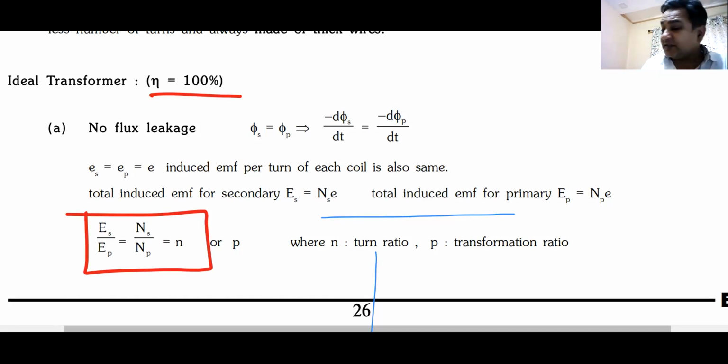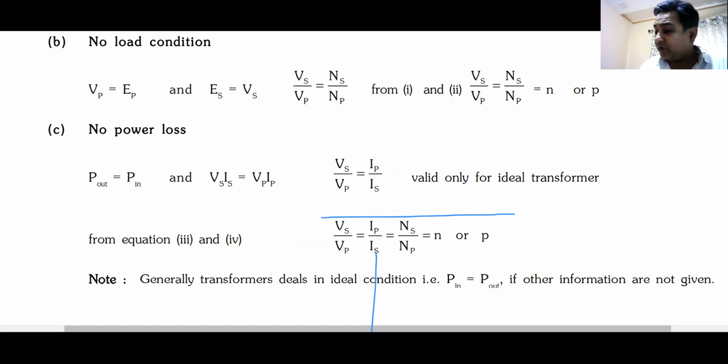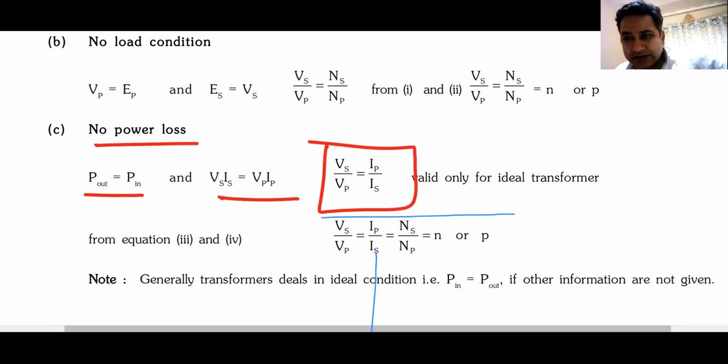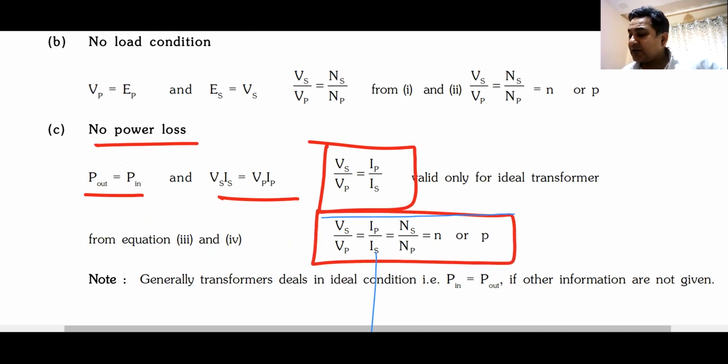But when voltage steps up, current steps down. And you must remember this condition. When voltage steps up, current steps down. So no power loss. Power output is equal to power input, and hence you have this relation: Vs by Vp, voltage in the secondary divided by voltage in the primary, will be Ip by Is. To combine all these equations, you will have Vs by Vp is equal to Ip by Is is equal to Ns by Np.